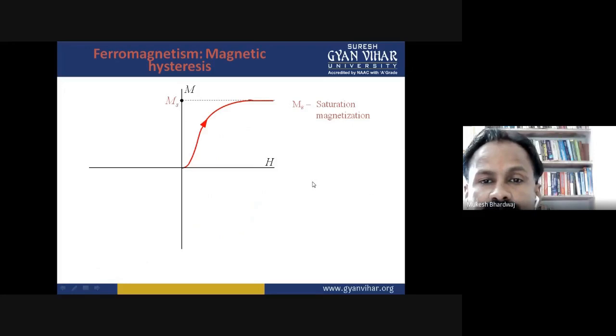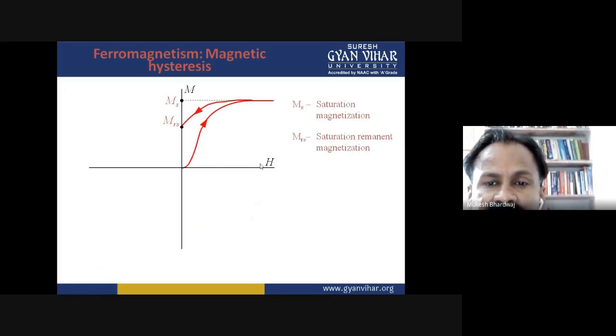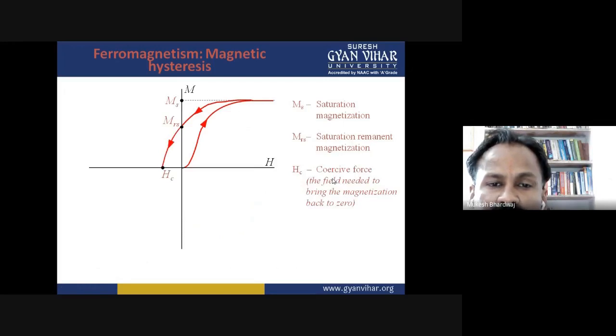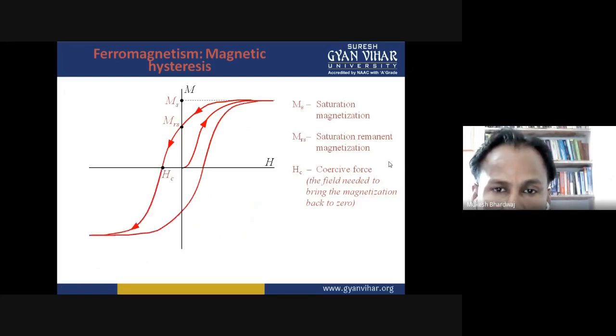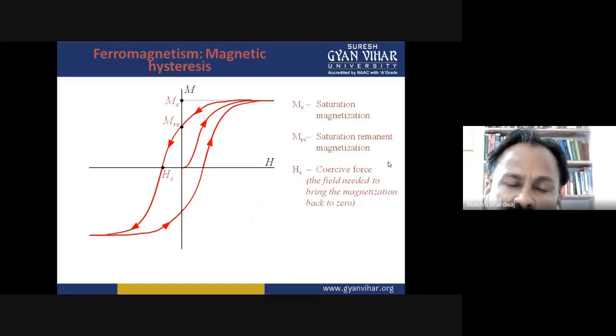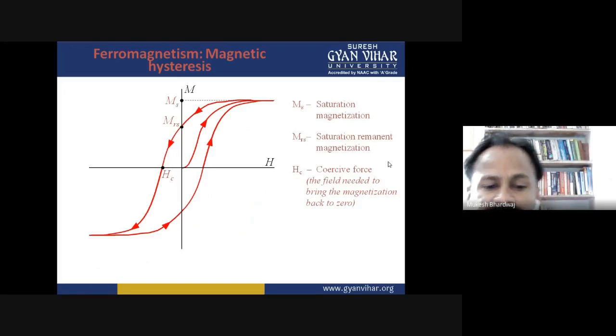Next, M1 is the saturation remnant magnetization. Coercive force is the field needed to bring the magnetization back to zero, that is retentivity. Then reverse saturation, and then the same procedure again to the saturation magnetization.